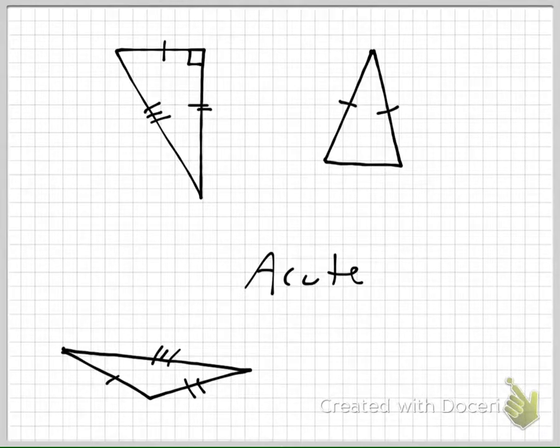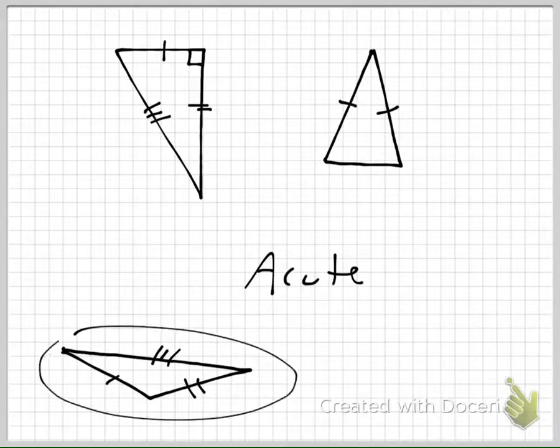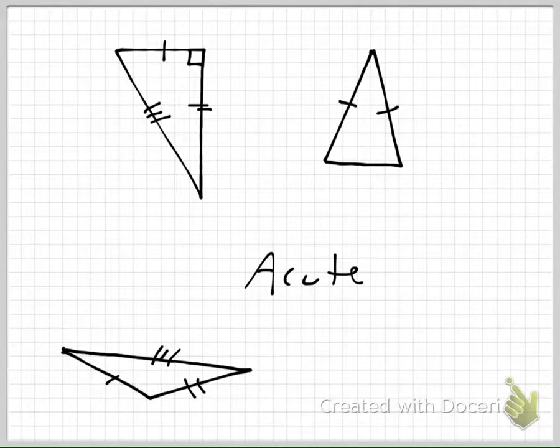Bigger than 90. Is there any obtuse angle in that triangle? Yes, this one right here, clearly bigger than 90. Therefore, this is an obtuse scalene triangle, right? Obtuse because there's one big angle.